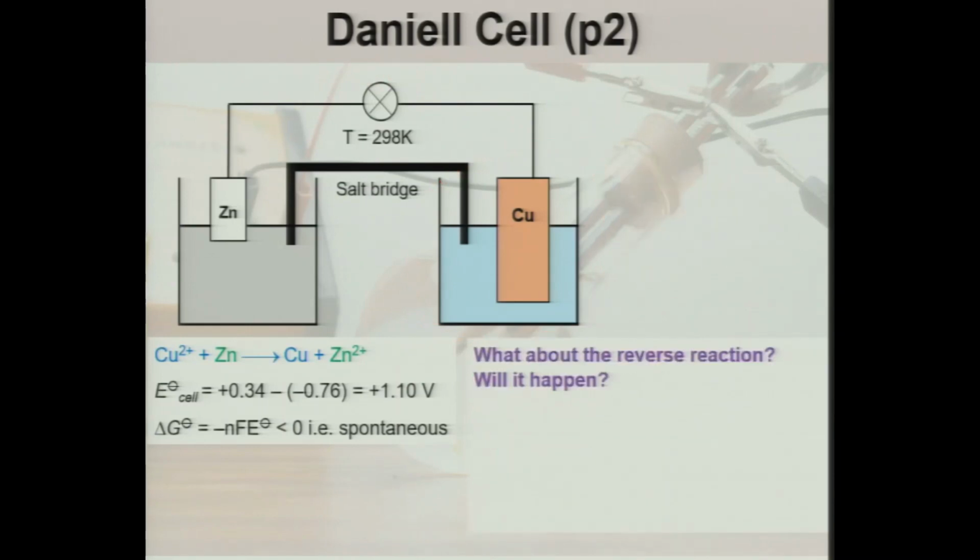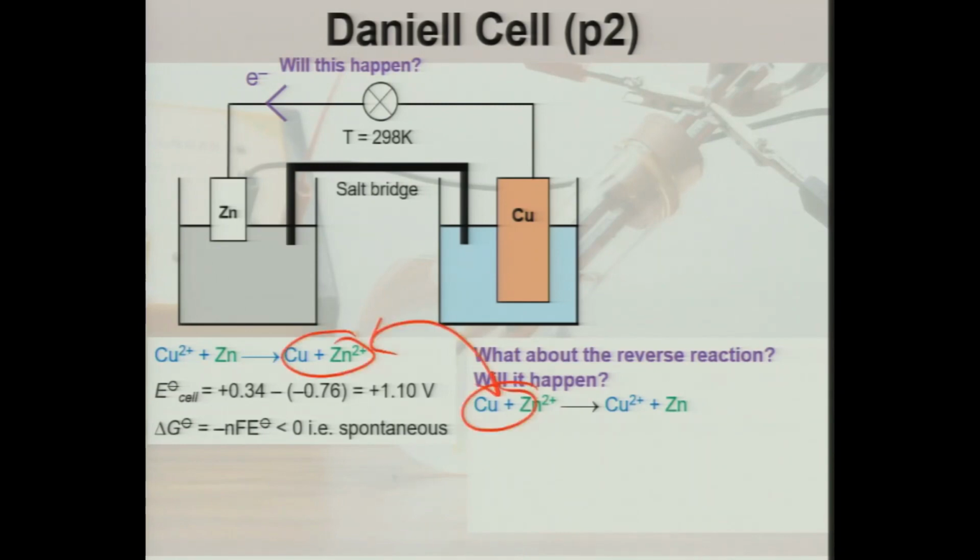Now, my question to you is this. Will the reverse reaction happen? Meaning, can I get the electrons to flow from right to left? Can I get it to do that? Will it happen by itself? No. Okay, good that you can intuitively tell me no. Just to clarify, for the reverse reaction, I swap the reactants and product sides. Reverse reaction means just swap the reactants and products.